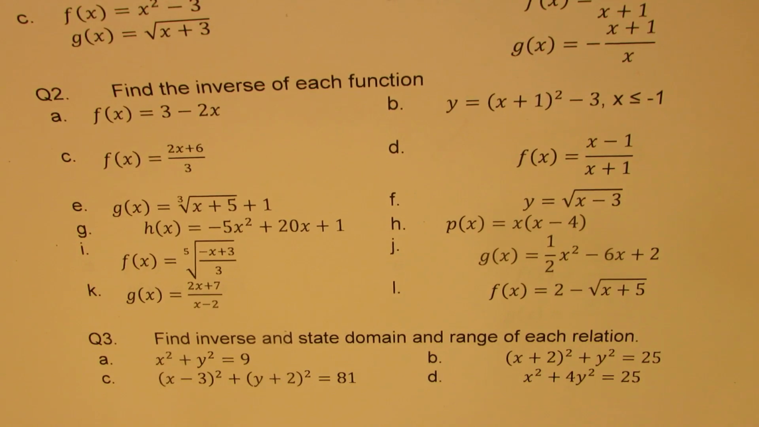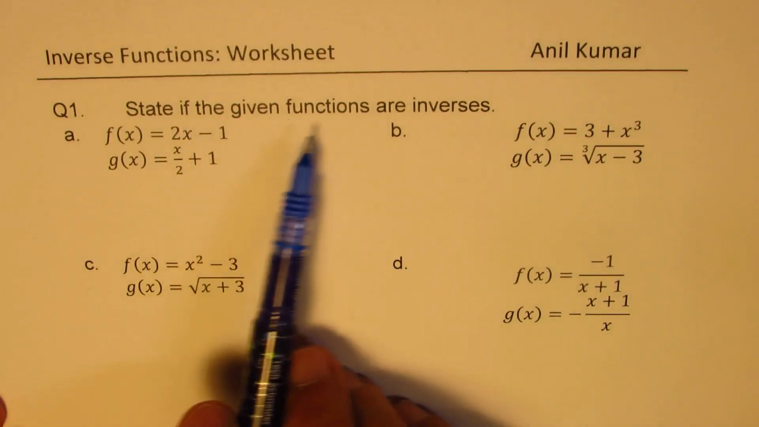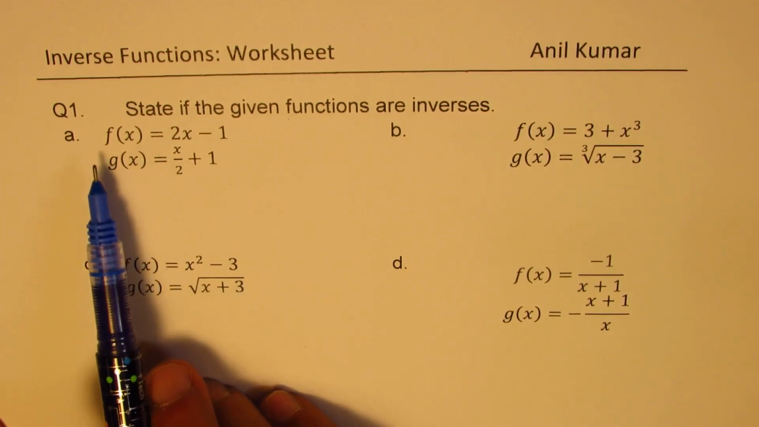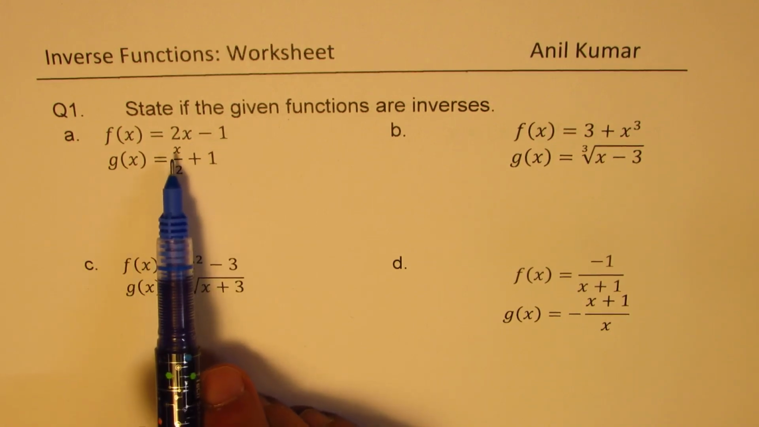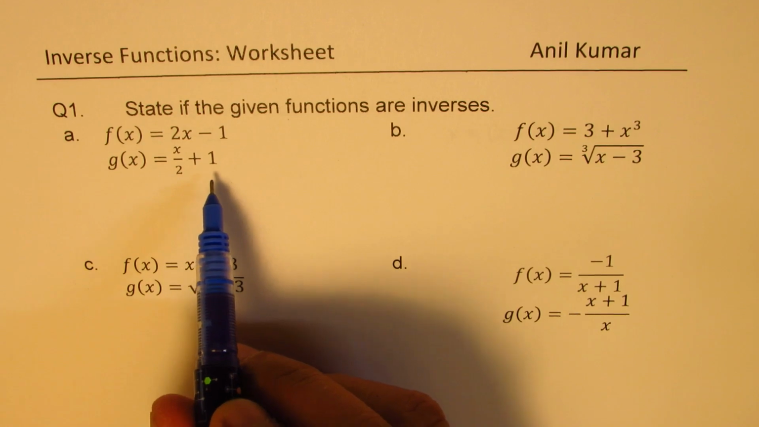In question number 3, we have taken some relations which are not functions, and we'll see how to find inverse of these relations also. So let's begin with the very first question here, which is state if the given functions are inverses. 4 examples. First one, f of x is 2x minus 1, g of x is x over 2 plus 1. Is this a function?